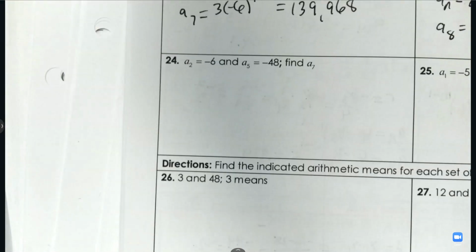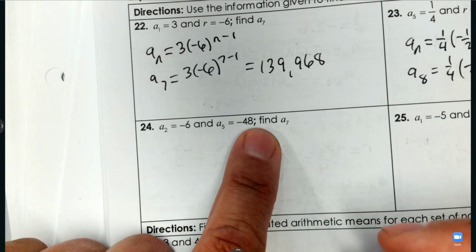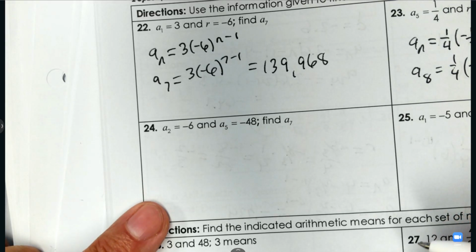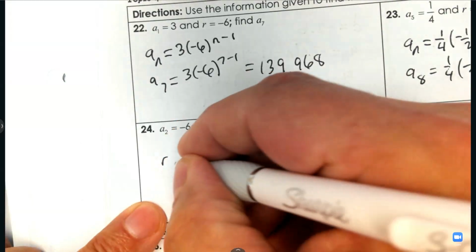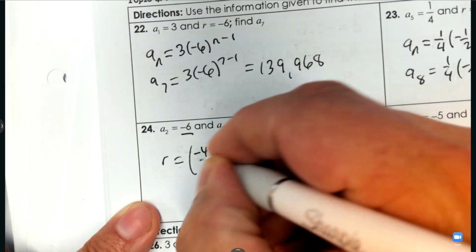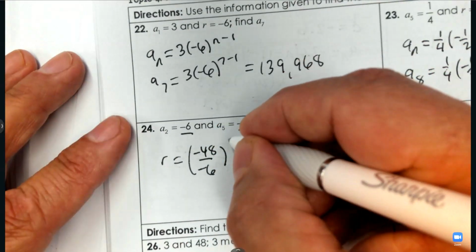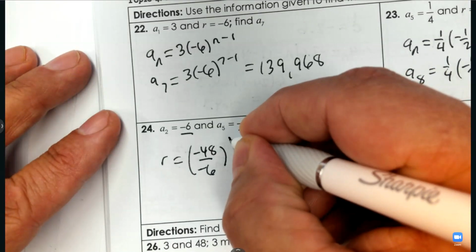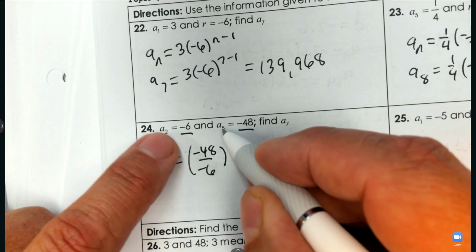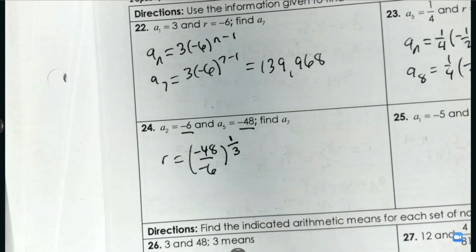All right, number 24. Here you're given 2 terms, and you don't know the ratio. So I'm going to help you through this the easiest way possible. You ready? I think this is going to be helpful. We're going to divide these two numbers. We're going to go -48 divided by -6. And then the exponent is going to be a fractional exponent, a radical. And it's always going to be 1 over, and then you're going to subtract the term number. So 5 take away 2. And this is what you're going to type into Desmos.